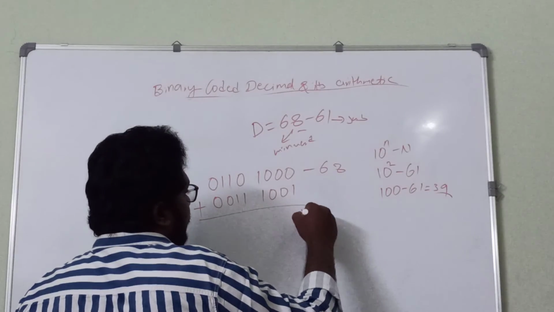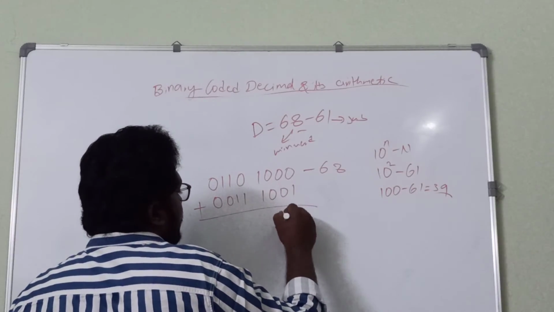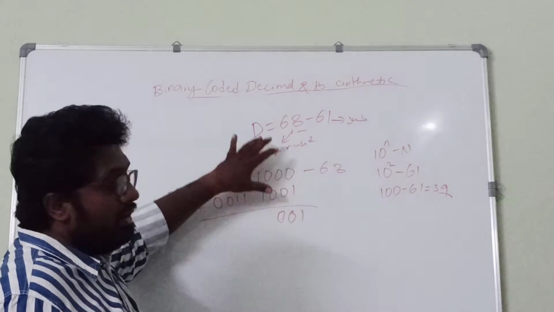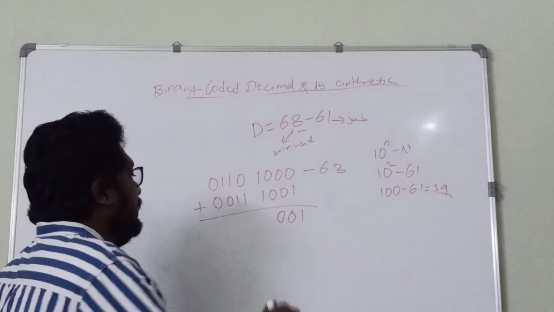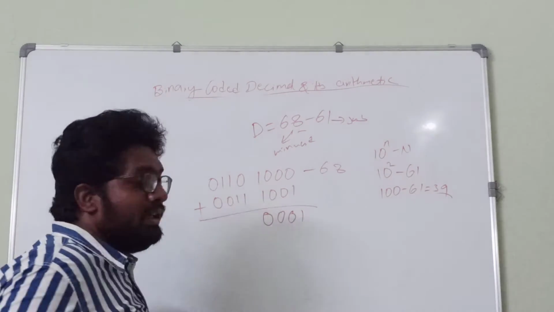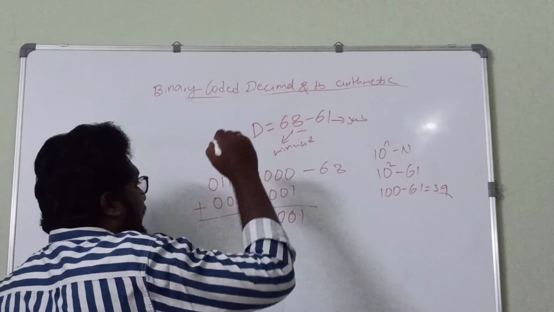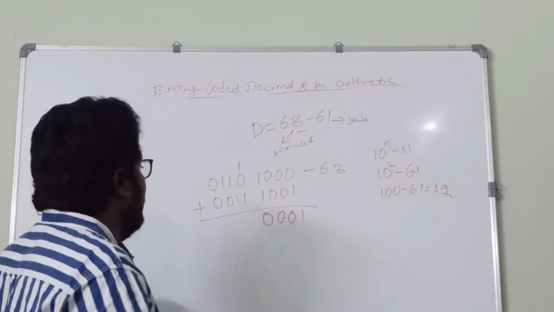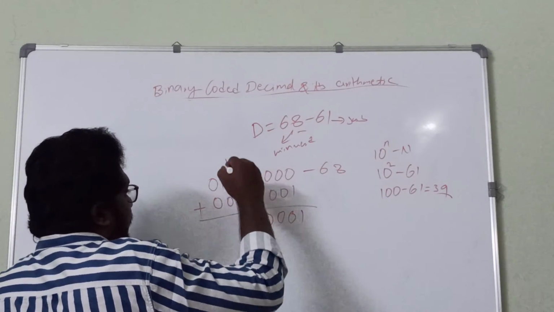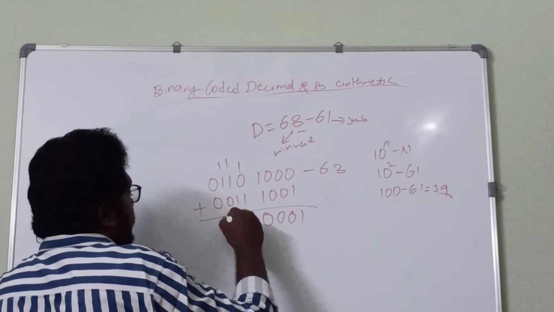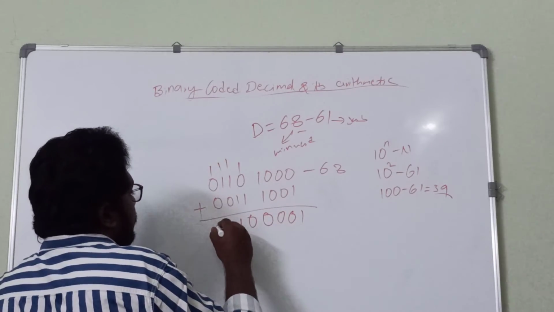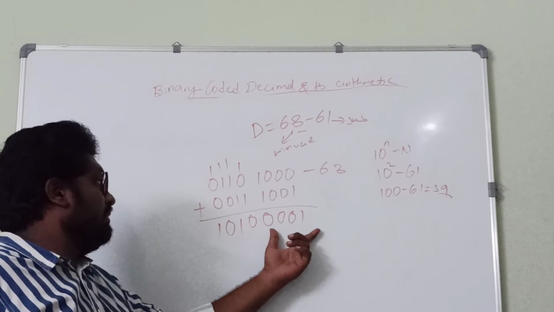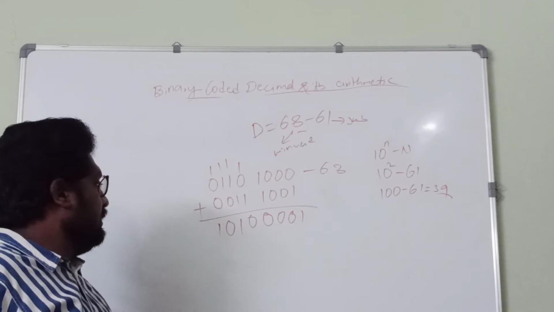So 0 and 1 will become 1, 0, 0. Here in this nibble, on adding 1 and 1, we have a result 0 and we get the carry 1, and we move it forward to the next nibble. So 1 and 1 will become 0 with carry 1, then 1, 0, 1 and 1. We got the result as 1010 0001.